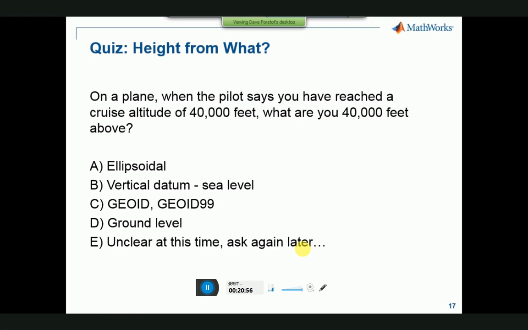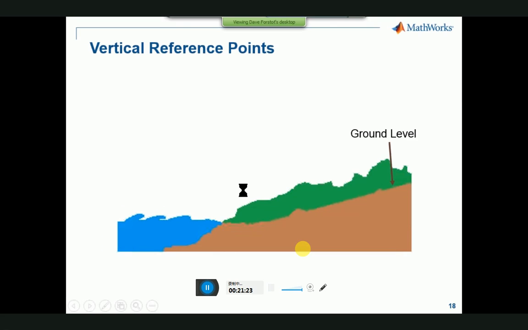Perhaps it's unclear, and you should ask again later, my favorite magic 8-ball response. And we could say this is the right answer. In general, planes are using barometric pressure, an anemometer, to determine their altitude. And so that's calibrated to an international standard for the sea level pressure. So it should be really, really close to, say, a vertical datum defined around the sea level. But let's take a look at what these mean.